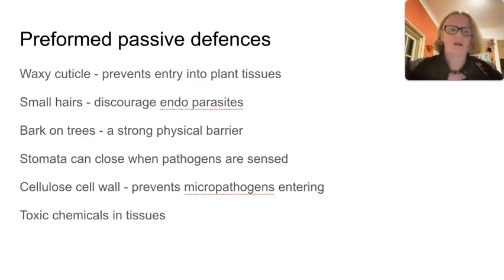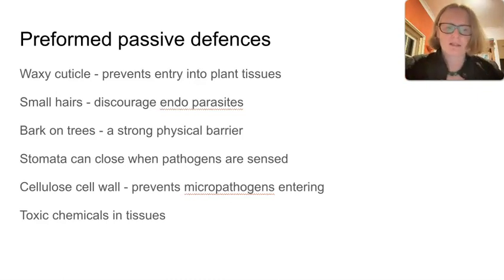These include things like a waxy cuticle that prevents entry into plant tissues, and little hairs that mean any parasites living on their outsides don't really want to be there because it's kind of awkward. Bark on trees is a strong physical barrier. The holes underneath the leaves, which would normally be an easy entry point, can actually close when pathogens are being sensed, or if they walk on the leaf and disturb it. And cellulose cell walls prevent pathogens that have got inside the leaf through a stoma that might be open from actually getting into the cell.